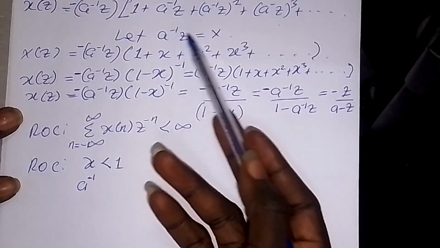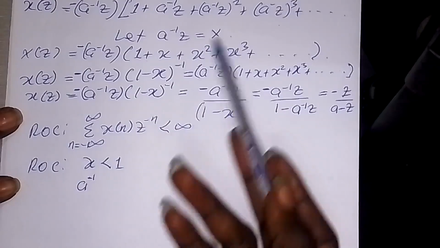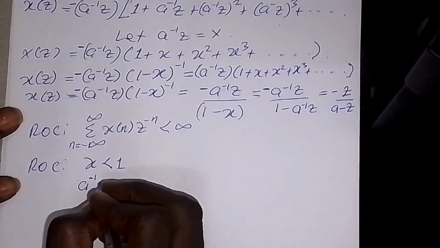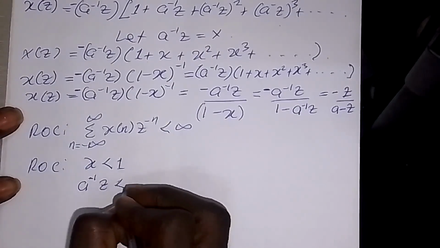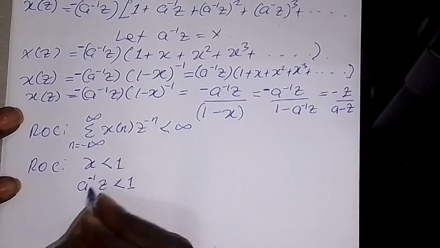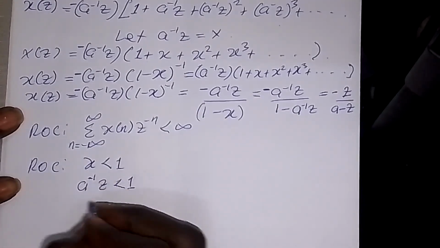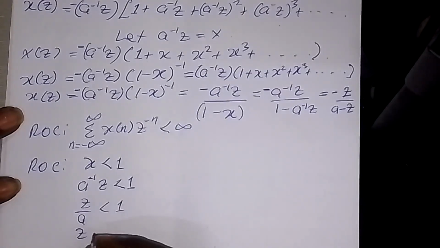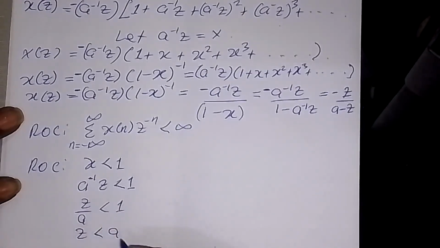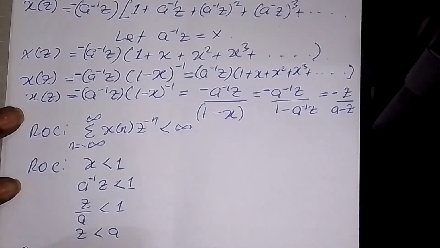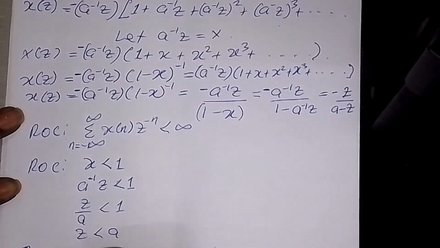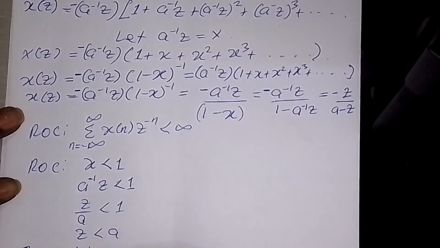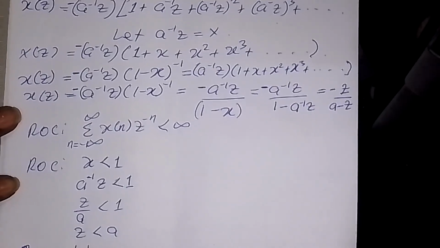So a exponent minus 1 z should be less than 1. If I have this, then it means that z over a is less than 1, which means that z is less than a. So for the ROC, I'll write mod z is less than a.